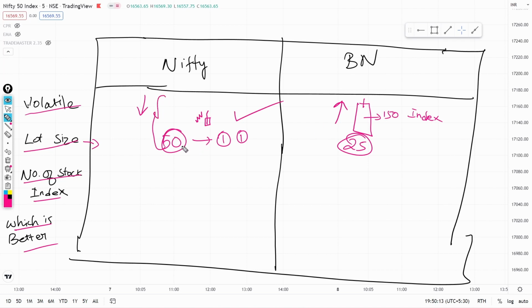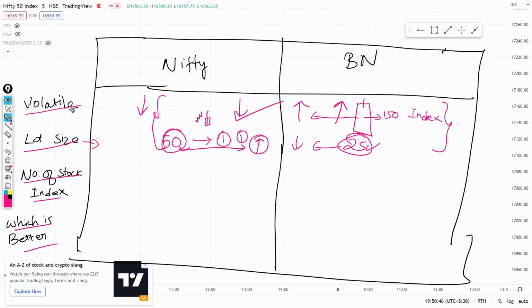So the lot size in Nifty and Bank Nifty compensates for the volatility that is present in both. Bank Nifty has huge volatility and a smaller lot size, while Nifty has less volatility and somewhat greater lot size. So the lot size and volatility balance each other.